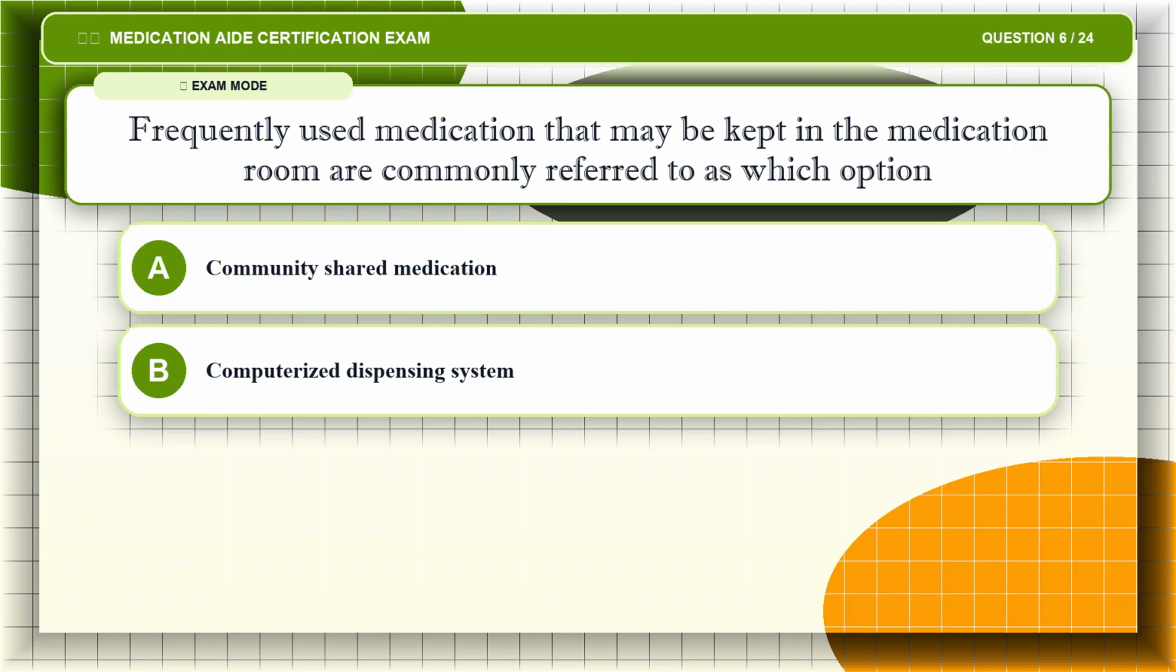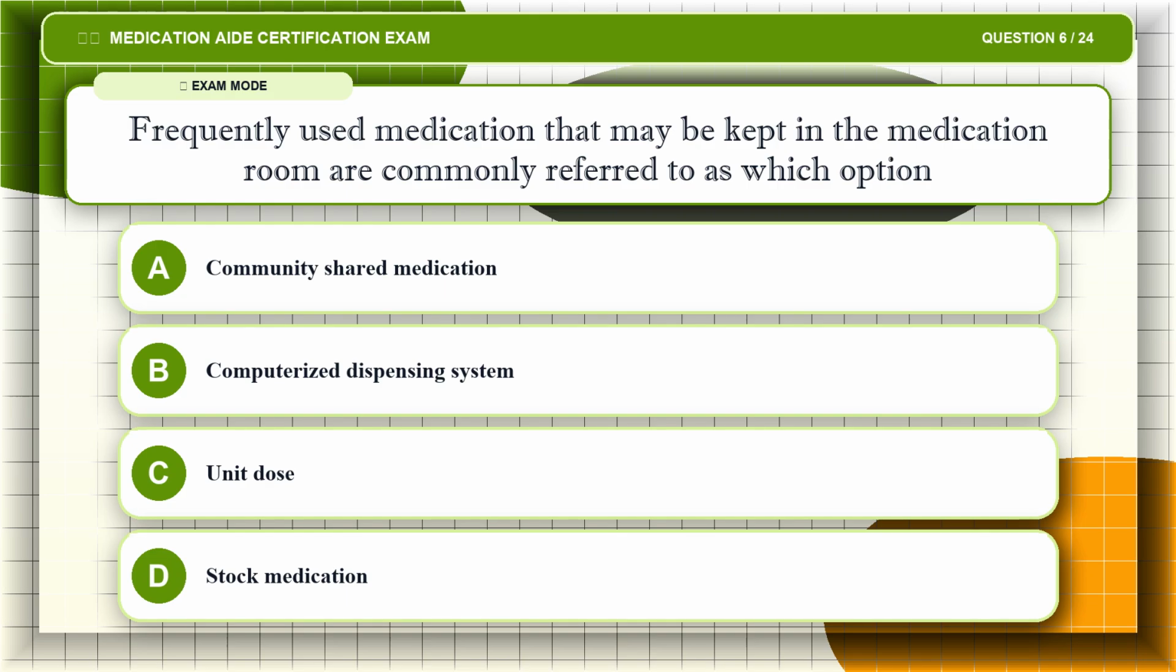Question 6. Frequently used medication that may be kept in the medication room are commonly referred to as which option? Option A. Community shared medication. Option B. Computerized dispensing system. Option C. Unit dose. Option D. Stock medication.